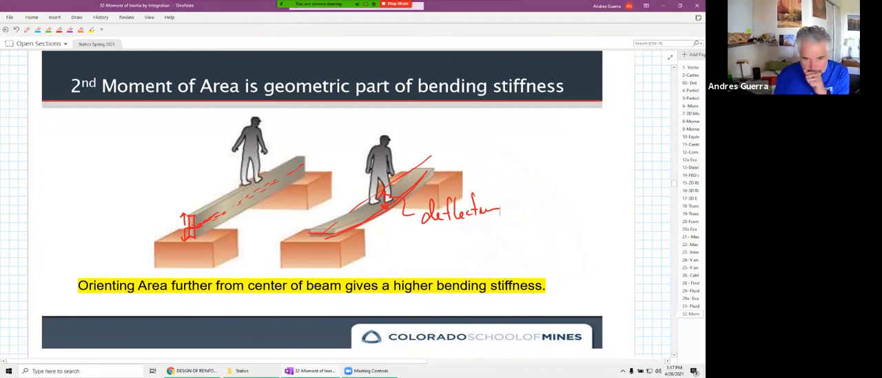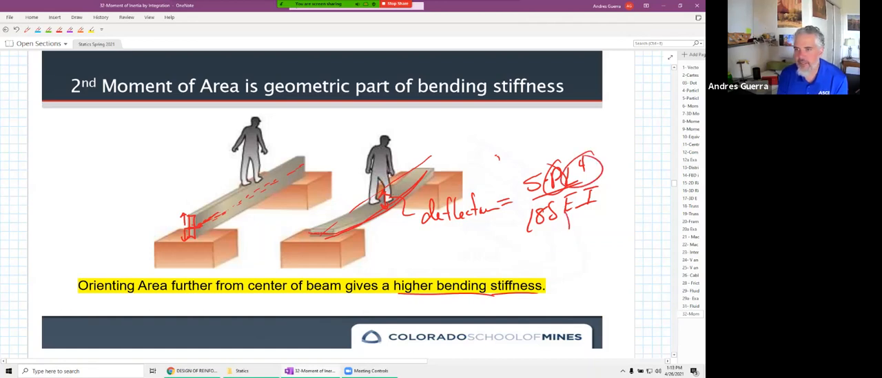So orienting the area further from the center gives us a higher bending stiffness. So that's really our second moment of area, the geometric part of that bending stiffness. We don't need to know this equation, but the deflection in this case, if we have a point load, is like 5 times P L to the fourth over 185 E times I. Well, P would be the load, L is the span, E is the material part of it, that's the modulus of elasticity. What we're going to learn to calculate is I. That's the value that we're going to calculate in this class.